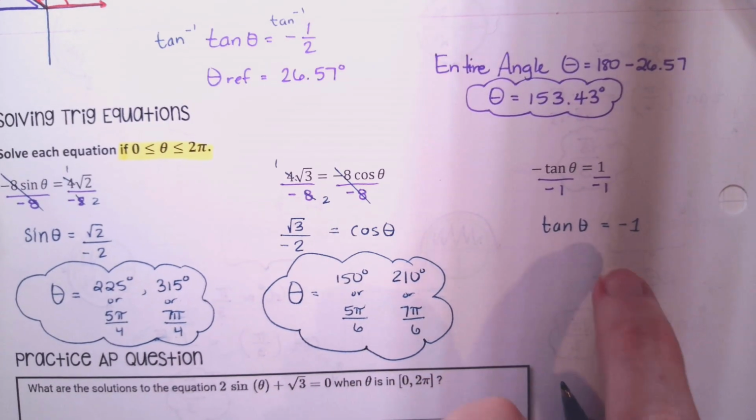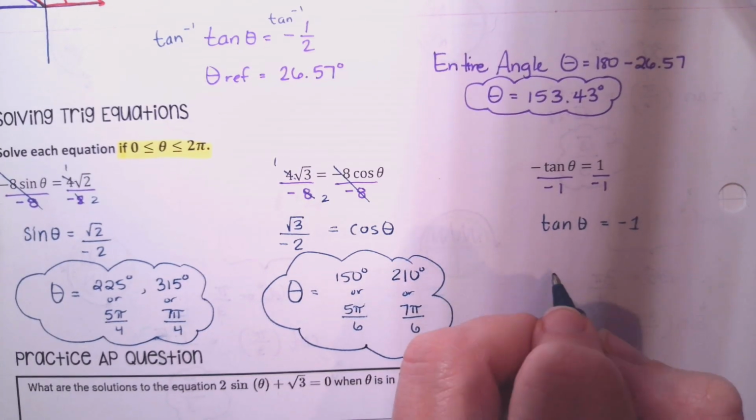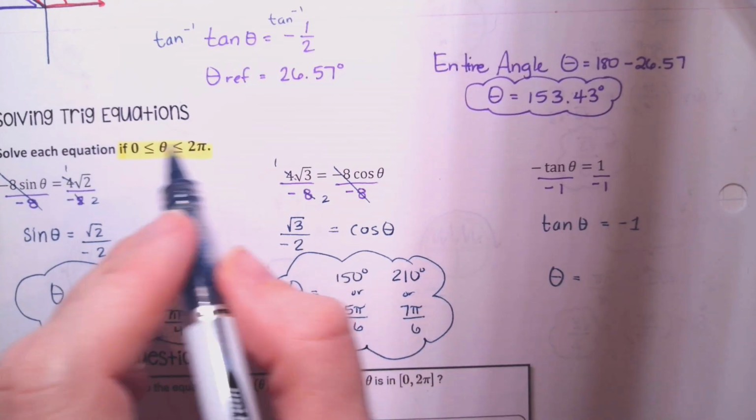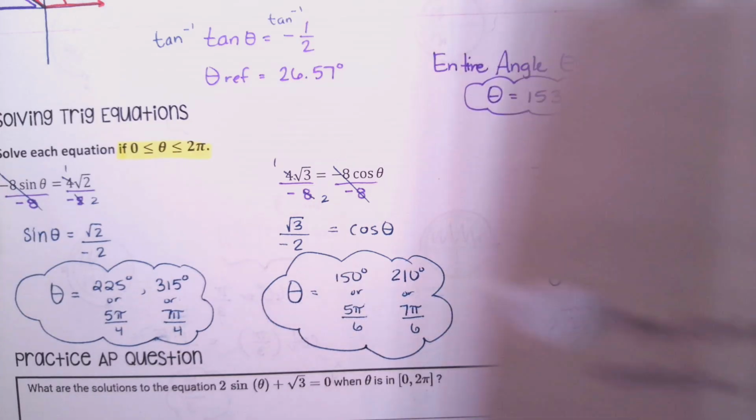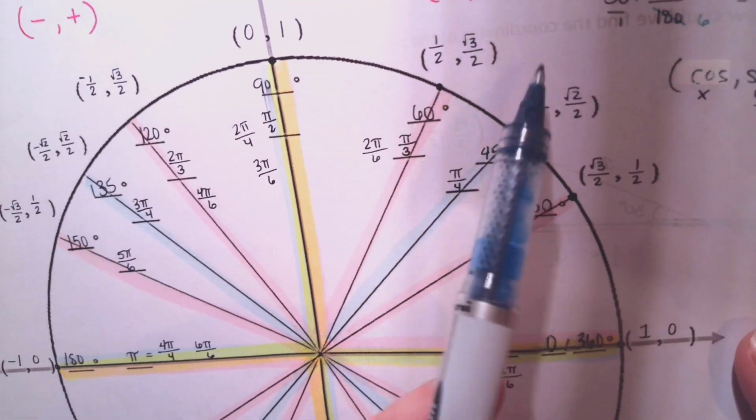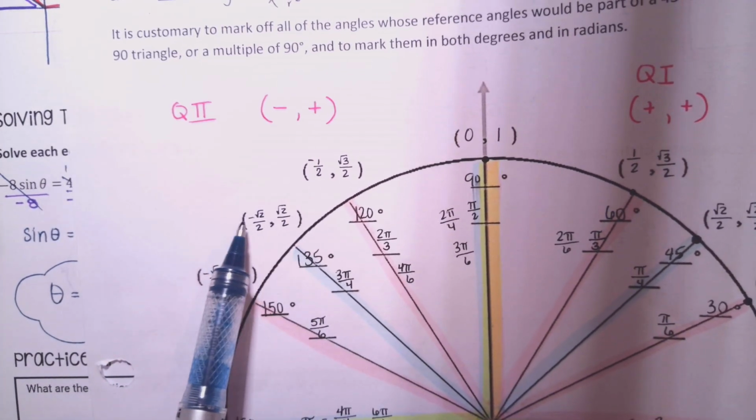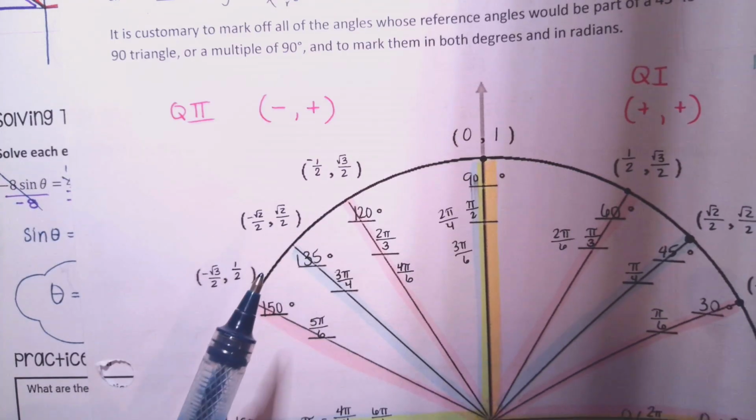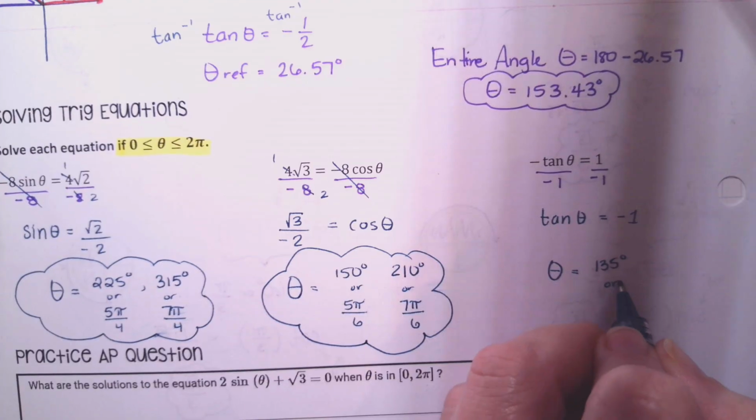Now again, to find the actual angle, we need to look for places on the unit circle that would have tangent values of -1. And remember, we're allowed to look anywhere from 0 to 2 pi. Tangent, remember, is found by doing the y over the x. So if I do any of these y's over these x's, those are all going to be positive. But if I look here, this one would be equal to -1. That's 135, which is the same as 3 pi over 4.